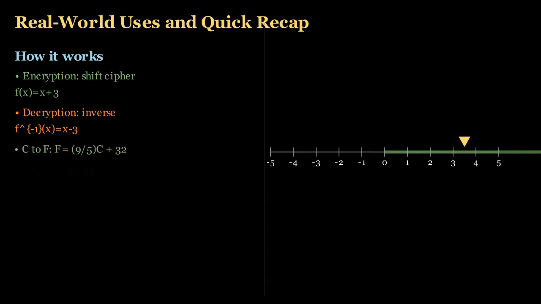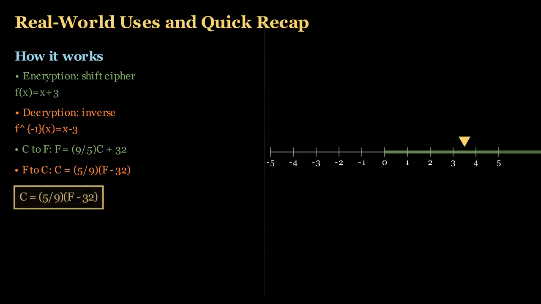For temperature, the function to convert Celsius to Fahrenheit is f equals 9/5 c plus 32. To find the inverse, we swap c and f to get c equals 9/5 f plus 32, then solve for f. We subtract 32 and multiply by 5/9, giving us the inverse function, c equals 5/9 times f minus 32. This is how we build the reverse process step by step.